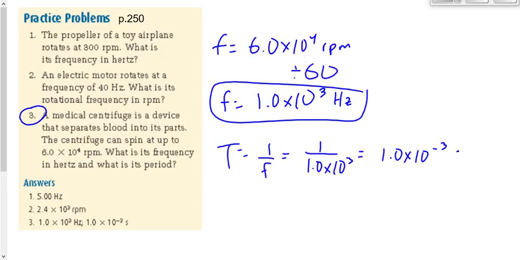And what would the units be? Hertz was revolutions per second, so the period here would be seconds. 1.0 times 10 to the negative 3 seconds. Does that make sense? These are pretty straightforward questions so far, right?